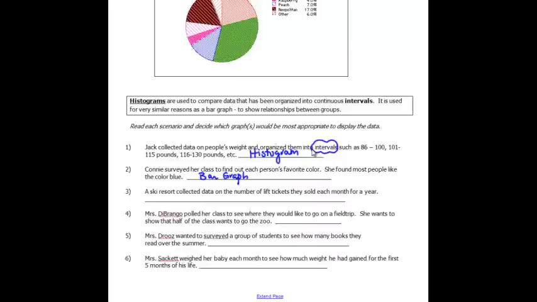This is over time, number 3, so that would be a line graph. When we look at number 4, this shows part of the whole class. Again, here you could either use a circle graph or a bar graph.